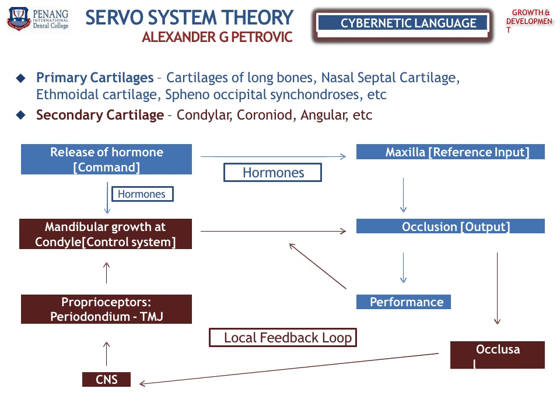So we move on to the last, which is the servo-system theory, which talks about a cybernetic language. It says that your primary cartilages are mostly affected by your inherent factors, and they cannot be affected by local factors. However, your secondary cartilages, which is actually your mandibular cartilages, are said to be secondary in nature. These cartilages are the ones which are affected by your local factors more.